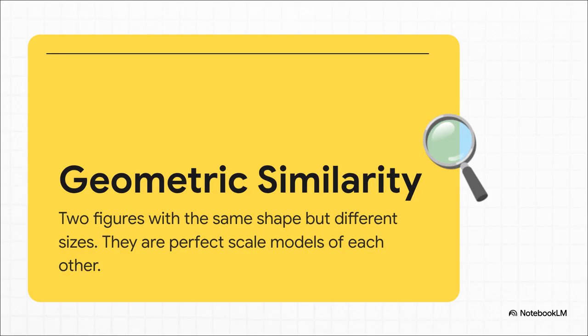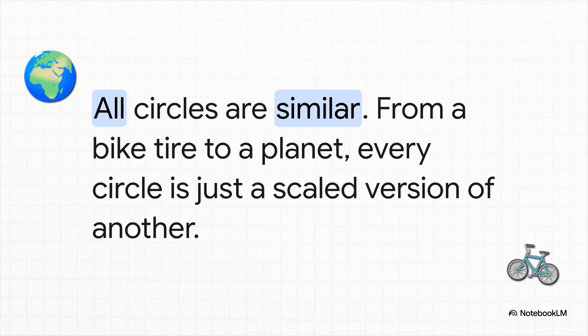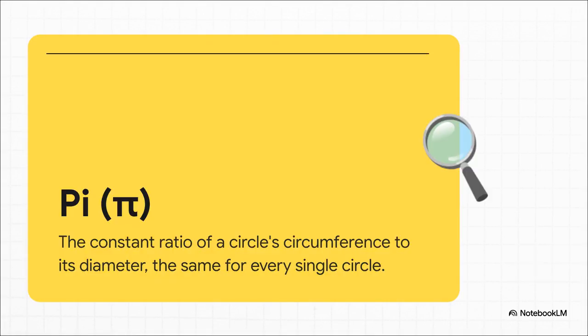You know, like a big movie poster and a little postcard of that same poster. Now here's a simple idea, but it's actually profound. All circles are similar to each other. Every single one. From the cap on a water bottle to a giant Ferris wheel. Every circle is just a scaled-up or scaled-down version of every other circle in the universe. And that similarity is exactly where pi comes from.